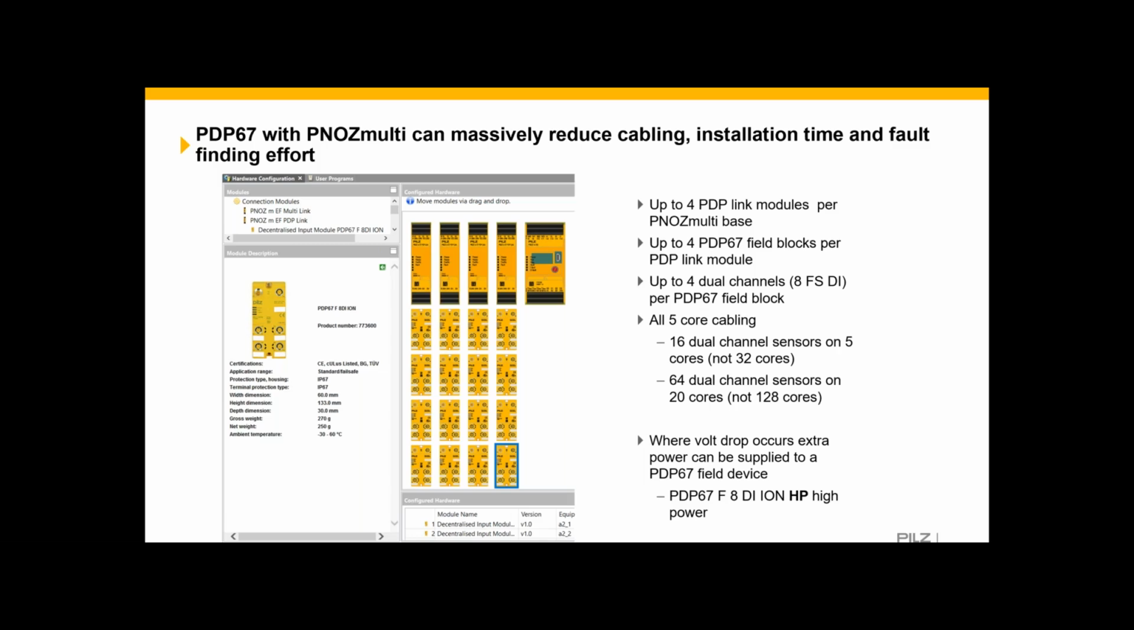So an example would be a PNOS multi-based unit with 4 PDP link modules, then up to 4 PDP 67 field blocks could be used per link module, and you can have up to 4 dual channel units per PDP 67 field block. So potentially you could have 64 dual channel sensors connected, and where voltage drops occur, we can provide the PDP 67 field block with an additional power source.